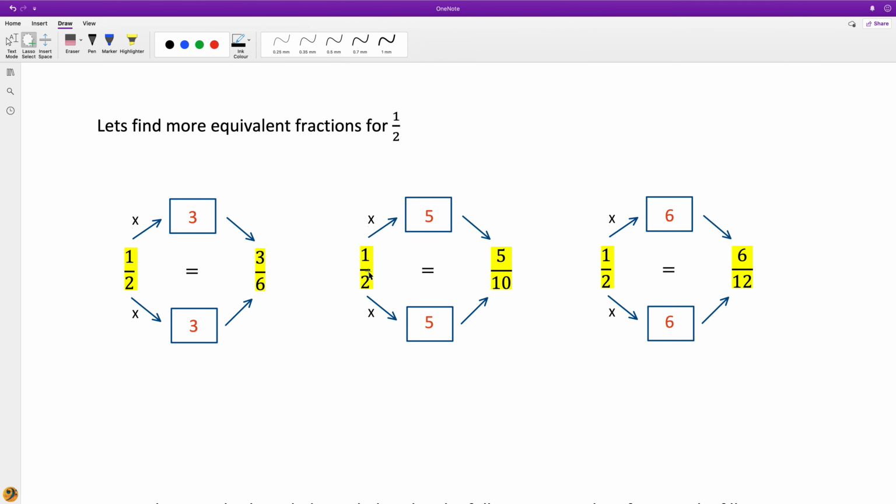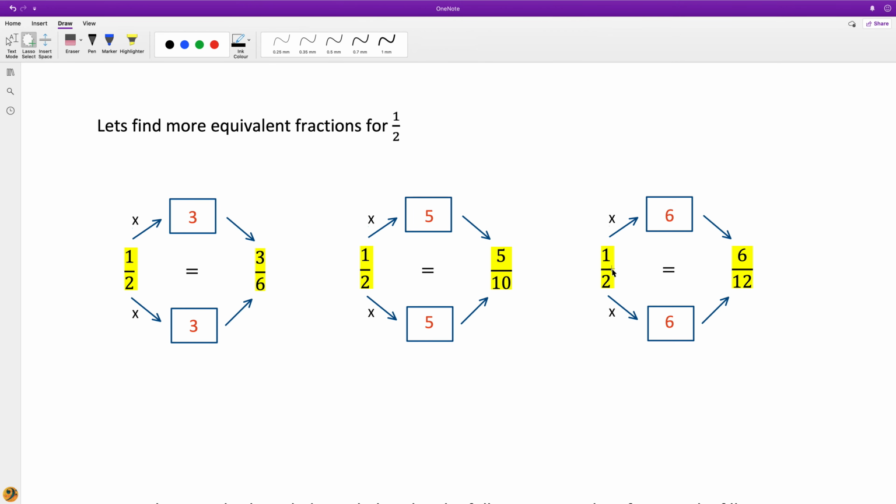All right, another example here, we multiply the top and bottom by 5. Okay, so when we do that, we have 1 times 5 gives us 5. That's our new numerator. And 2 times 5 is 10. That's our new denominator. So we've just worked out that 5/10 is also an equivalent fraction of 1/2.